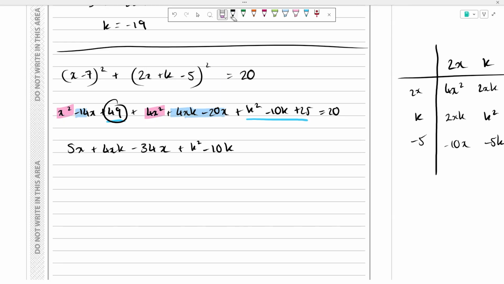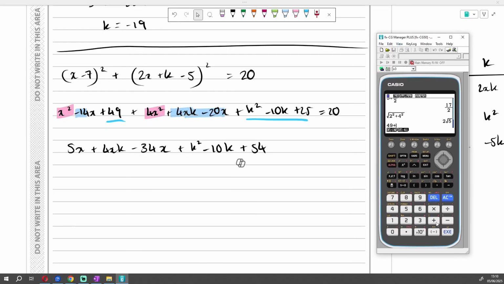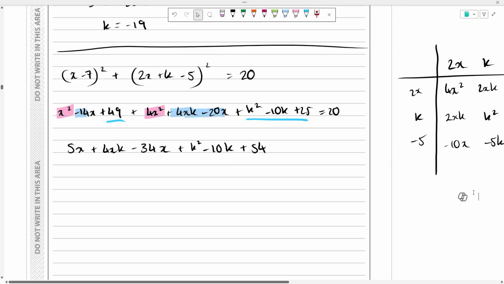Actually, no, let's do 25 minus 20 first. So 25 minus 20 is going to be positive 5. And 49 plus 5 is going to give you 54. Let's just double check in the calculator. 49 plus 25 minus 20 does give you 54. And this will equal 0. Cool.